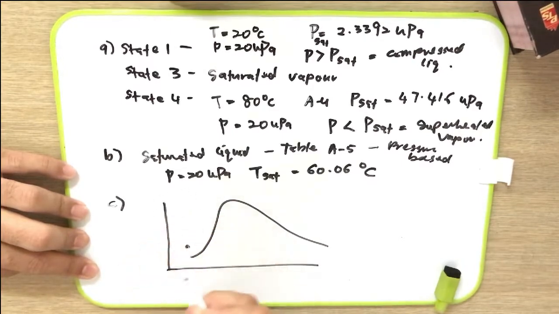Compressed liquid is in this region, the left hand side of the saturation line. This is the saturation line. State 1 is somewhere here, which is 20 degrees C.